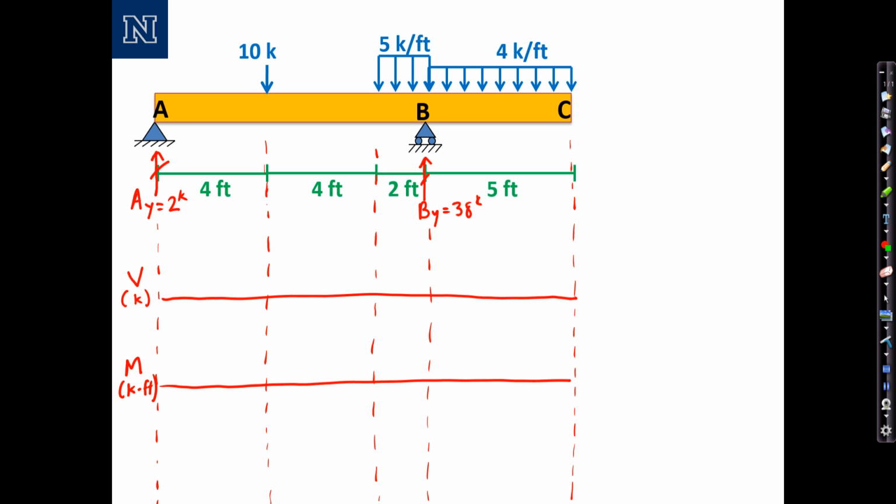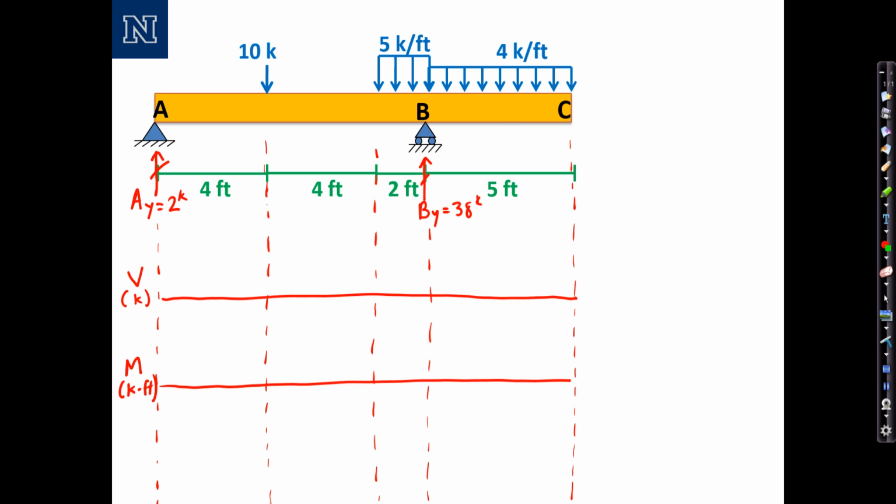kips at point B. We've also extended lines down from each of the load discontinuities and created an axis for the shear force diagram, which we've labeled V in kips, and the bending moment diagram, which we've labeled M in kip feet. We'll start working the diagrams from left to right, starting with a shear force diagram.